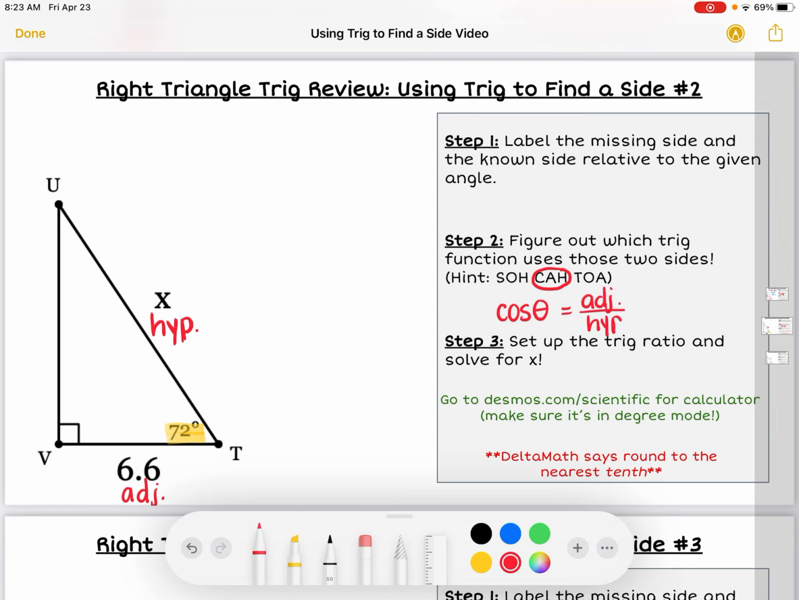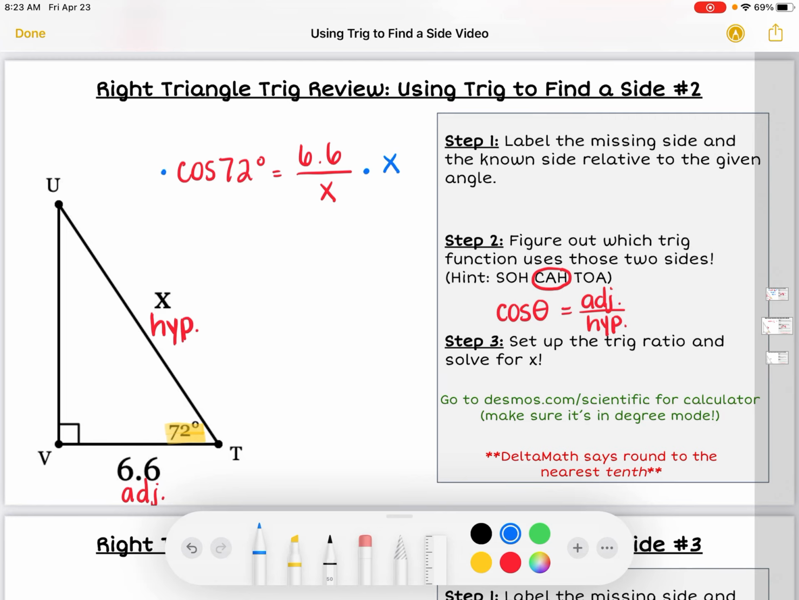So now we're just going to use that to set up our equation. So cosine of 72 degrees equals adjacent, which is 6.6, over the hypotenuse, which is X. So this one's a little different because X is in the denominator. And if we want to solve for X, we're definitely going to need to get X on top into the numerator. So my first step is going to be, I want to get X on top so that we can solve for X.